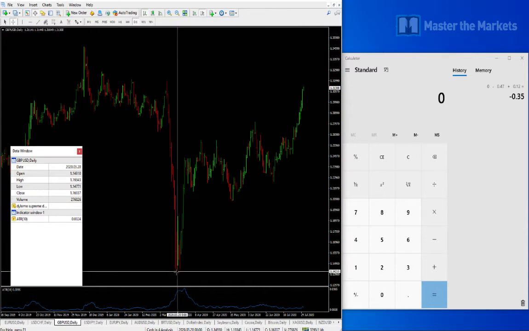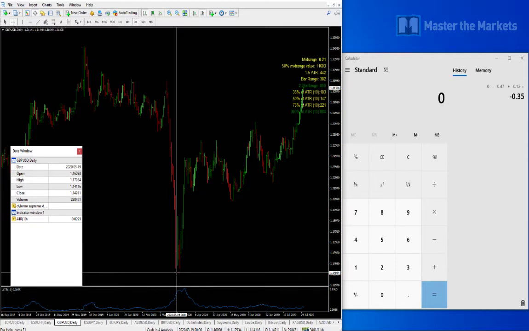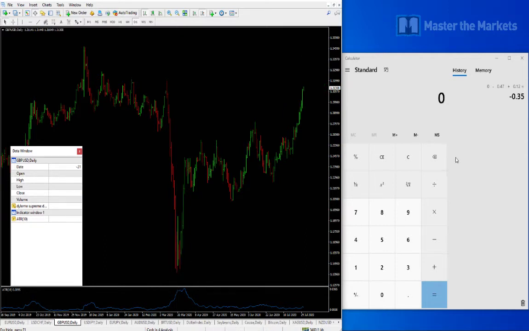So 295. Let's say now, for example, that I know that the ATR 10 is 295. Let's say I use 3 ATR 10 to measure swing highs and swing lows. So let's write this here at the top. So 3 ATR 10 is what I'm going to use. Now, you don't have to use 3 ATR 10. You could use 2 ATR 10 or 1.5 ATR 10.